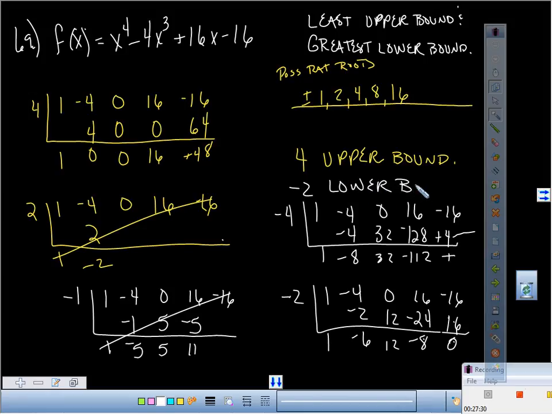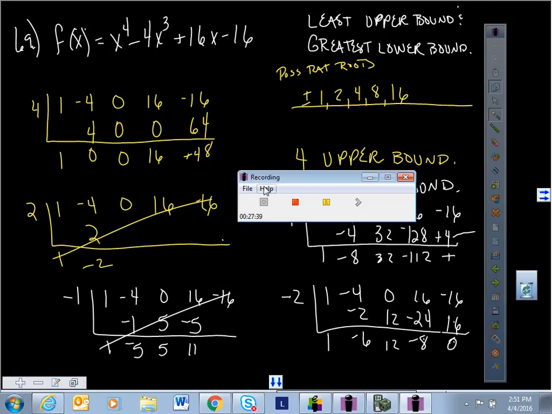Okay? So you have some problems like that on your worksheet. Tomorrow we're going to talk about writing equations if I give you the roots, and that's about all we lack.